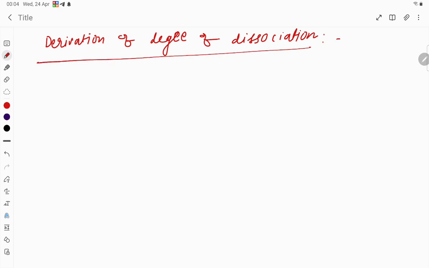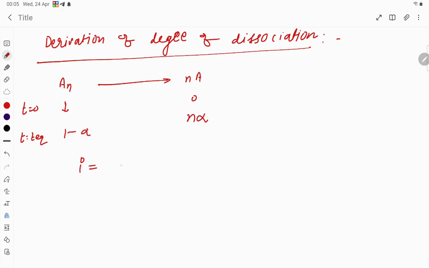So how can we derive, student? Suppose I am having the molecule A_n. So if you are deriving, this is going to be nA, right? Now suppose at time t equal to 0, I have taken one molecule, so the product is 0. At t equal to t equilibrium, it is going to be 1 minus alpha, and the product is n alpha.